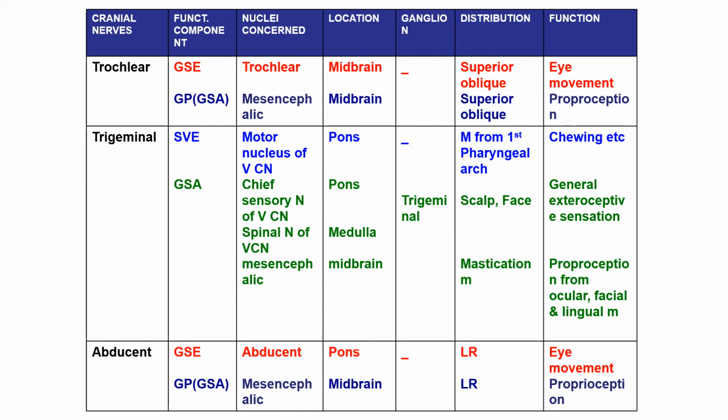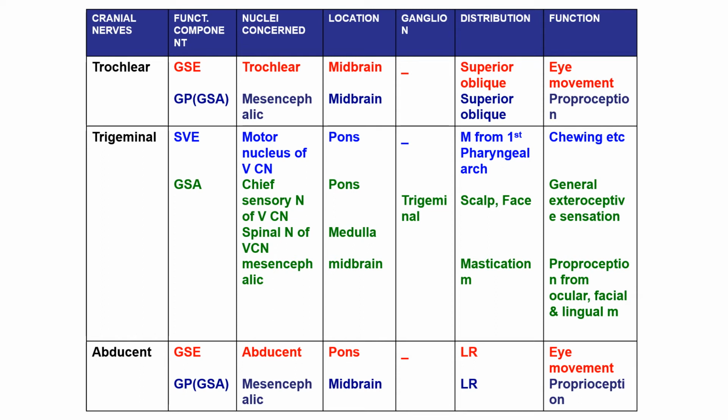The chief sensory and the spinal nucleus fibers are distributed to the scalp and the face and help in carrying the general exteroceptive sensation from these areas, whereas the mesencephalic nucleus is distributed to the extraocular muscles, muscles of mastication, muscles of tongue, etc. and helps in carrying the proprioceptive sensations from ocular, facial and the lingual muscles.